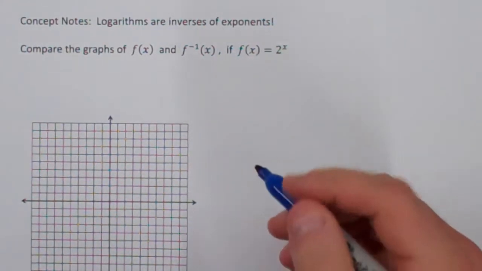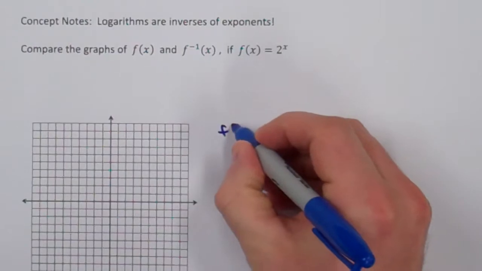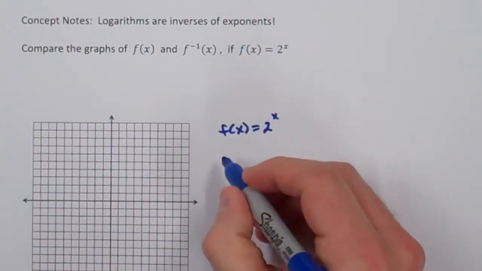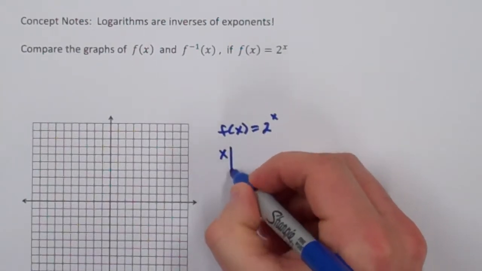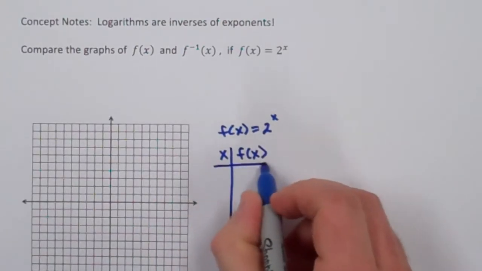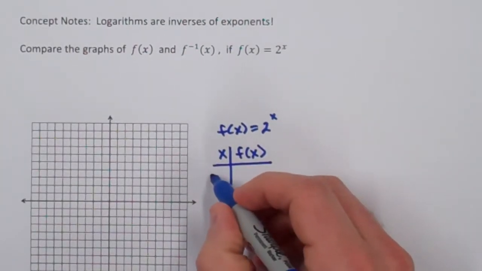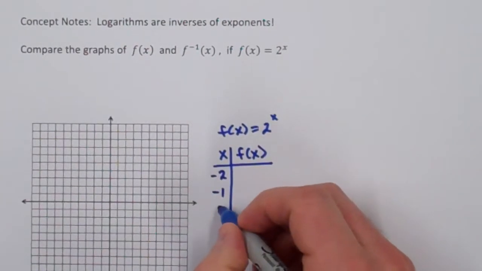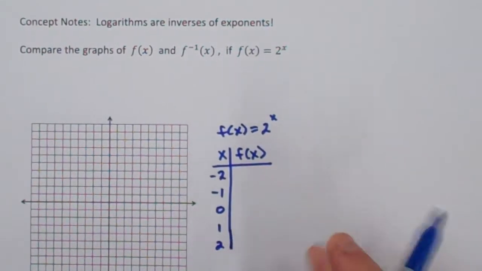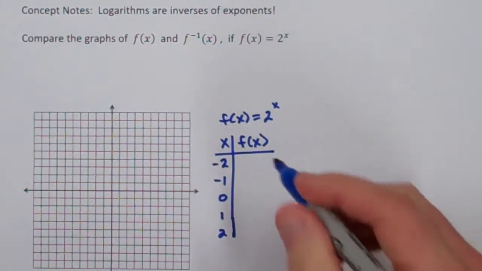So right down here, f of x is equal to 2 to the x. We're going to graph this, and we could graph this with a table. Go x and f of x. So we can start with a nice domain of maybe -2, -1, 0, 1, and 2. Move this up a little bit.